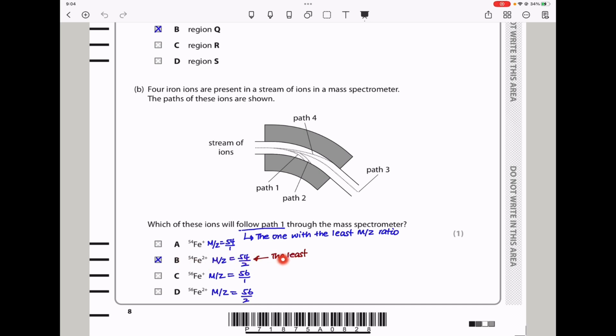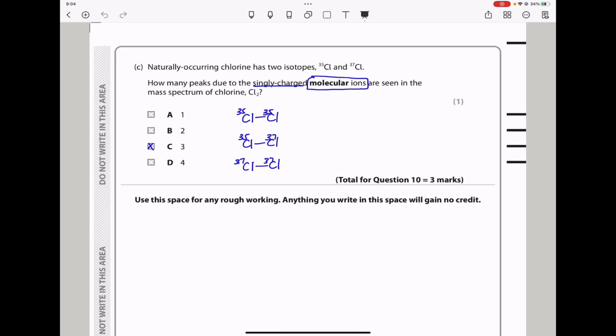This will have the least mass to charge ratio. Moving on. In part C, naturally occurring chlorine has 2 isotopes. We have chlorine-35 and chlorine-37. How many peaks due to singly charged molecular ions are seen in the mass spectrum of chlorine?